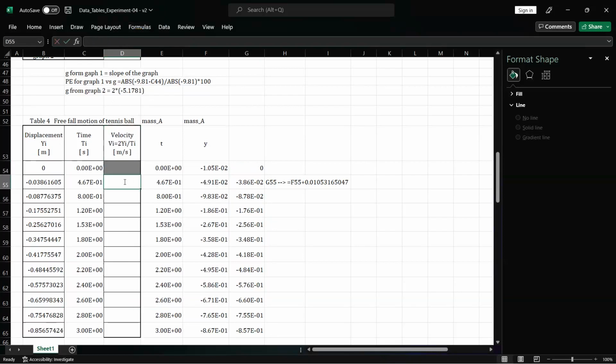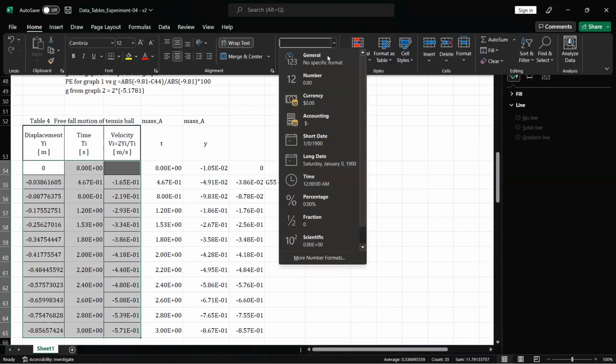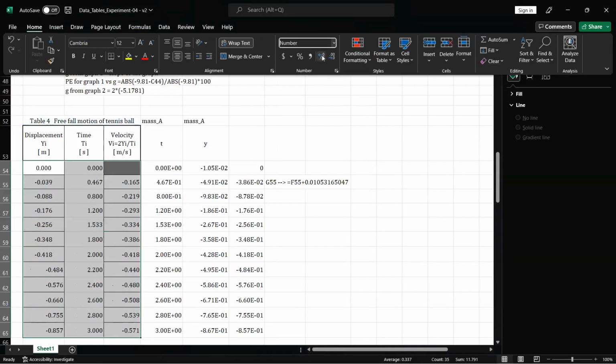What is calculated, the velocity? Displacement, sorry, 2 multiplied by displacement over time. Good. And then click and drag. We'll make all of these numbers normal numbers, not the scientific notation, with four decimal places. Okay.